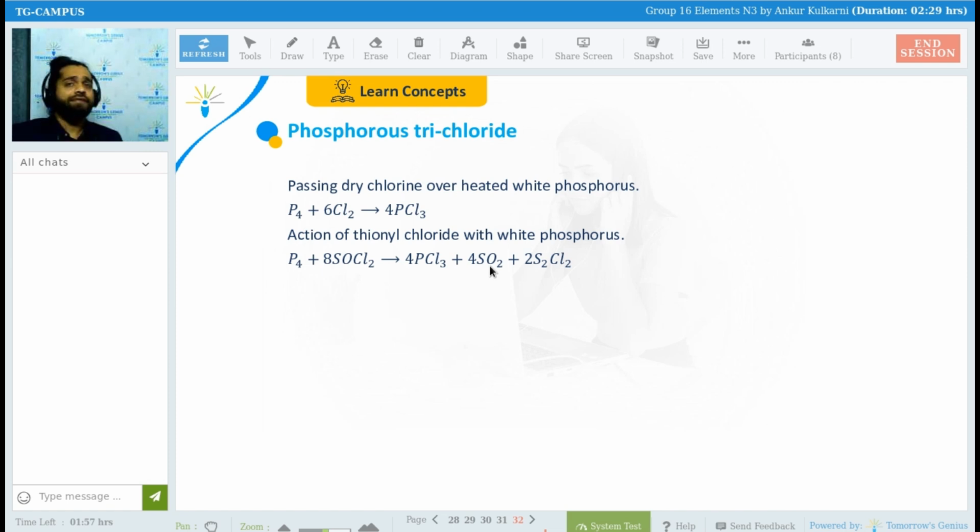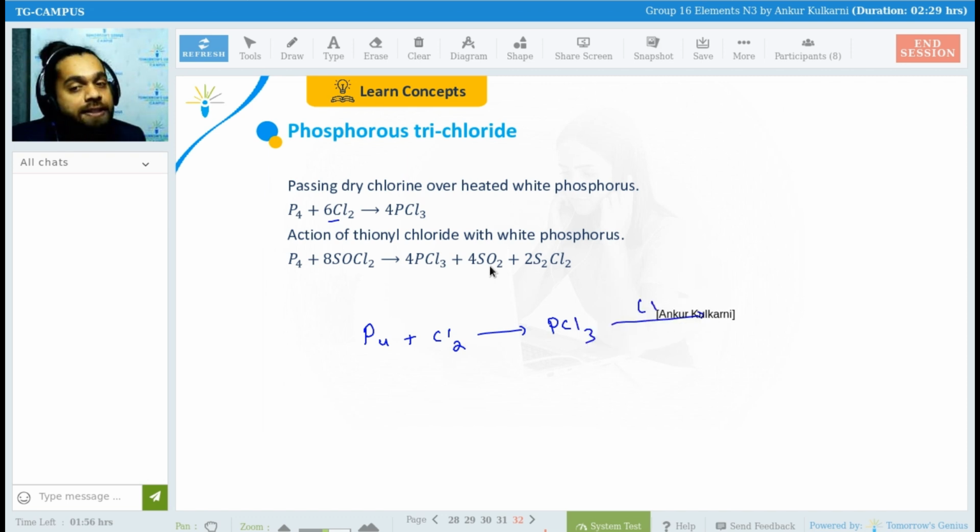Now, simple. We are forming phosphorus halide. How will we form it? Simply by reaction with a chlorinating agent, chlorine. For example, if I react chlorine and phosphorus, what will I get? PCl3. And if I take excess chlorine and continue the reaction, then I will get PCl5.